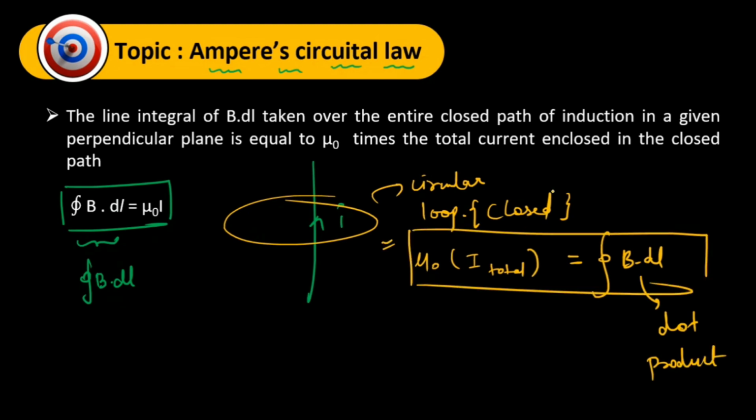So Ampere's circuital law says that the line integral of B dot dl taken over the entire closed path of the induction, that is the field, in a given perpendicular plane is equal to mu naught times the total current enclosed in the closed path. Again, it is very technical to understand. Just remember, this law is used to find the magnetic field for various configurations for which we cannot use the Biot-Savart law. For those configurations, we apply Ampere's circuital law.